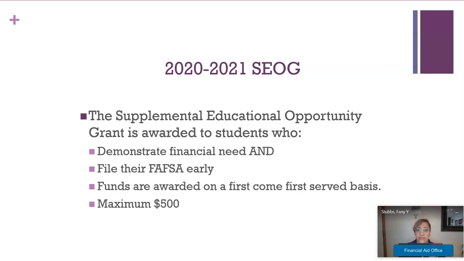Another federal grant is the SEOG, which is the Supplemental Educational Opportunity Grant, and is awarded to students who demonstrate financial aid need, file their FAFSA early, and funds are awarded on a first-come, first-served basis. Students could receive a maximum of $500.